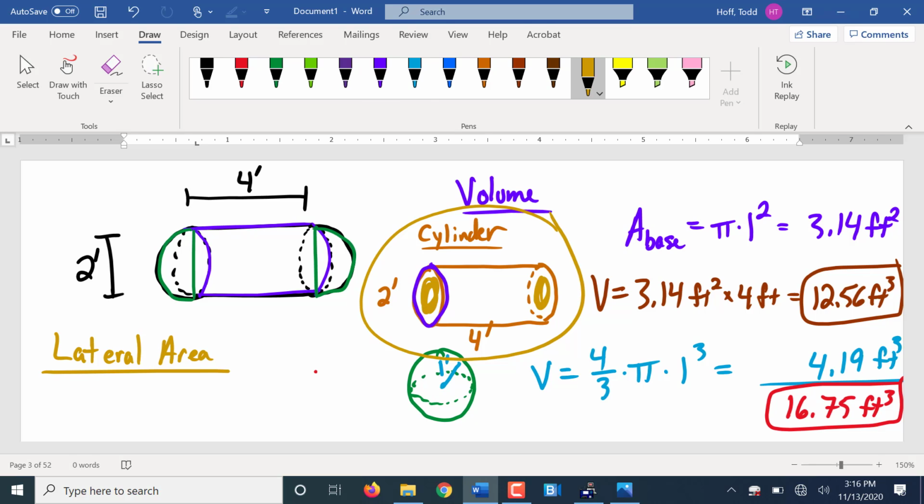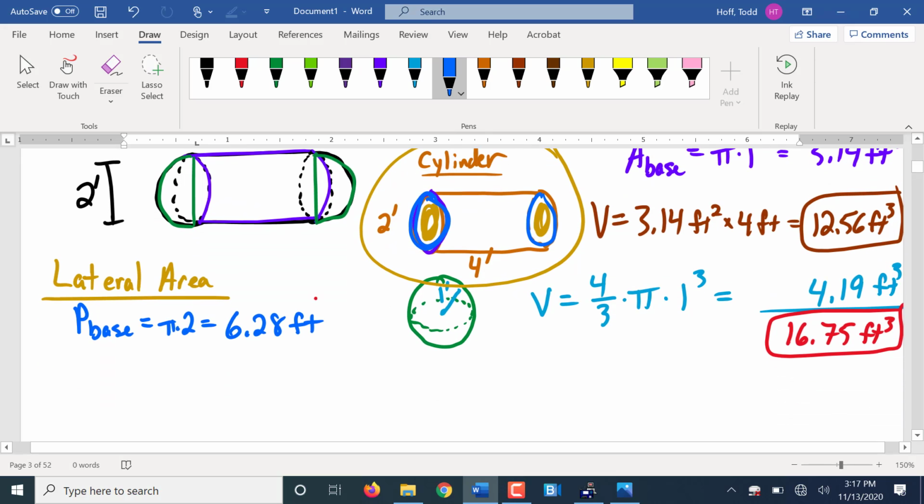Now this is a regular shape again. I have a base on either end. So lateral area is simply the perimeter of the base. How do I find that for that circle? Pi times diameter. So 6.28 feet.